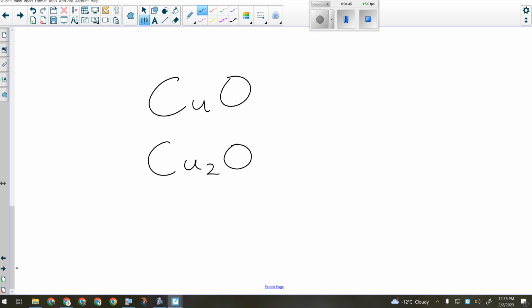The way to write it. Because right now, if I follow the rules for naming, these two things have the same what? They have the same name. Right? If I follow the ionic compound naming rules, both of these compounds are copper oxide. Is that a problem? Definitely a problem.